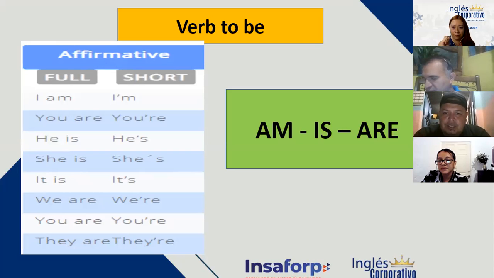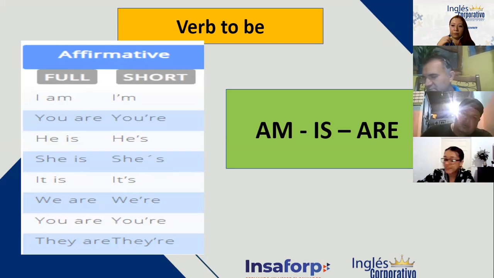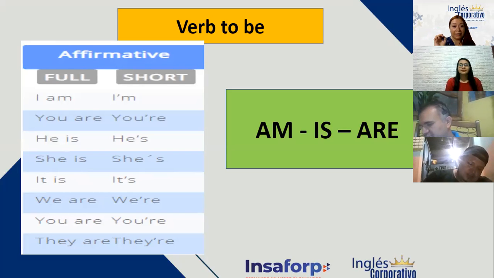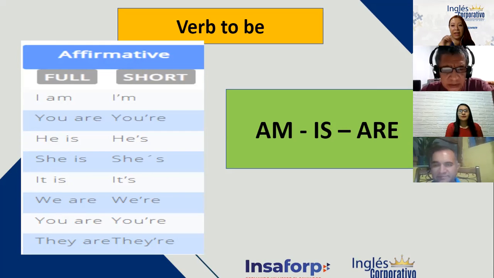Siguiente. He is. He is. Versión corta, he's. Si se notan, suena bien parecido al posesivo adjetivo de his, ¿verdad? Solo que se escribe contractado, no va con i. Pero suena igual que el posesivo para masculino, his. Number four, she is. She is. It is. It is. We are.